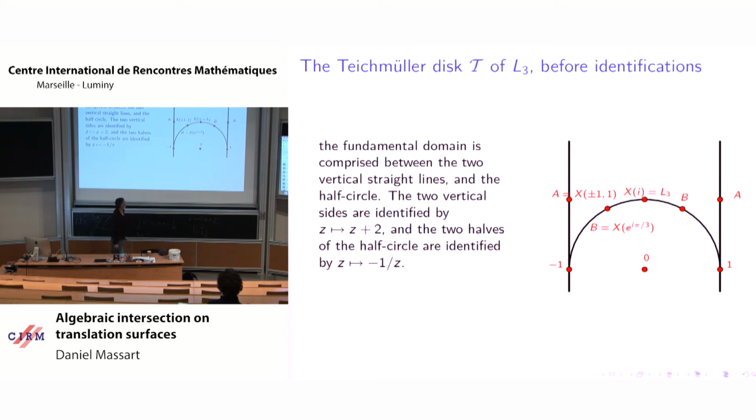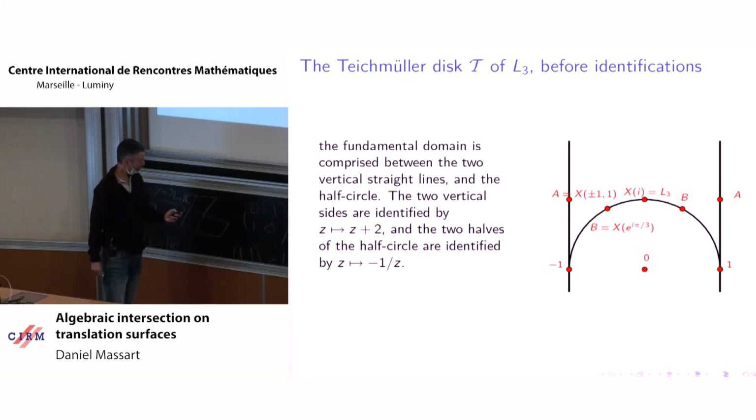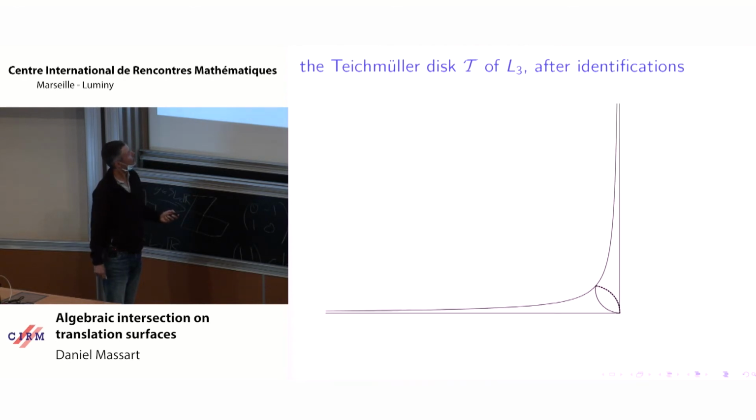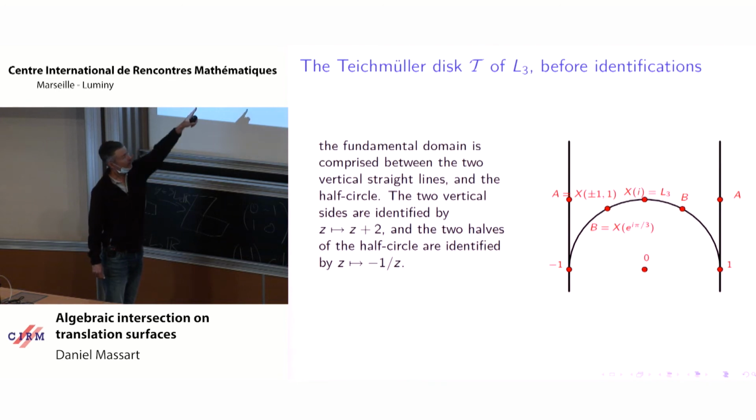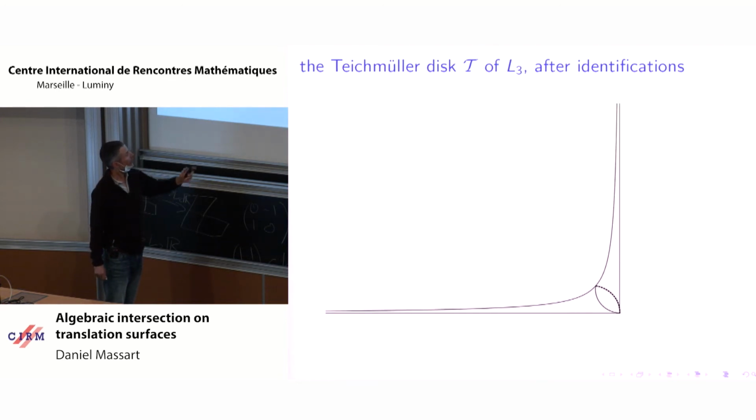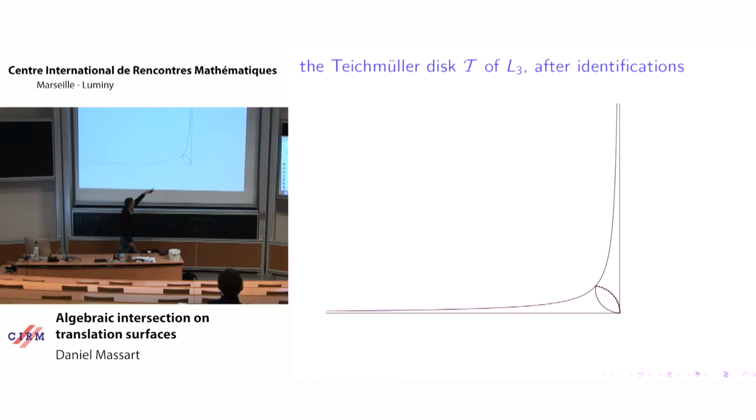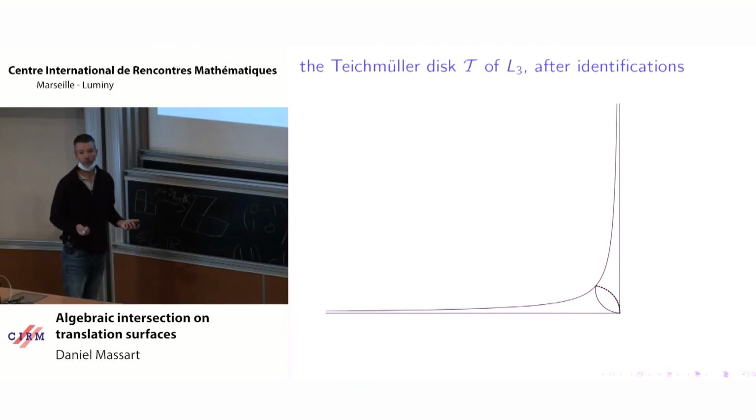I have other interesting surfaces in this Teichmüller curve. Okay, so this is the fundamental domain, and this is what it looks like after the identifications. So in this corner, you have my surface with 3 squares. So this can be viewed as a space of translation surfaces which are tiled by 3 parallelograms.